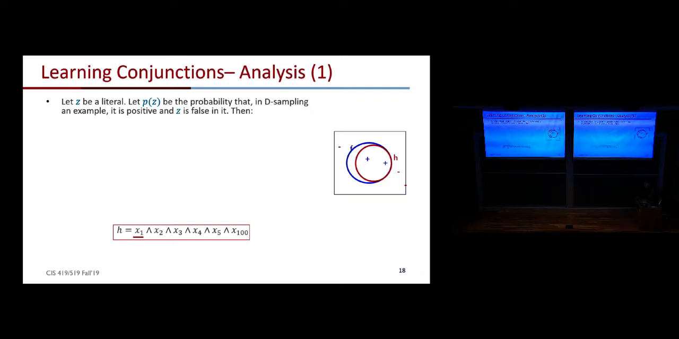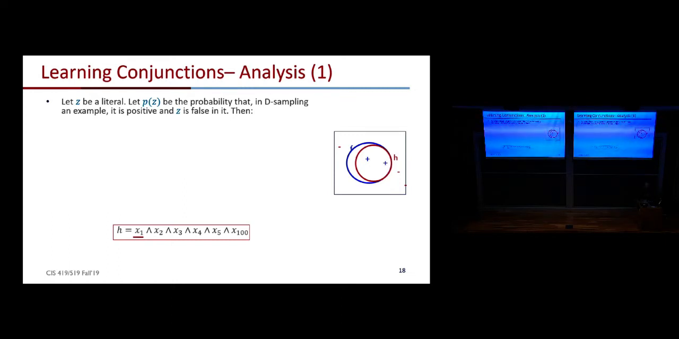Let z be one of the literals. Literal means one of the variables that we have. And I'm denoting by P of z the probability that when I sample an example according to my distribution D, which I don't know, but it exists, the example is positive, but z is false in it, which is the case for x1, right? What I care about is this event where the example is positive, but x1 is false in it. So I'm going to denote the probability of this event by P of z.